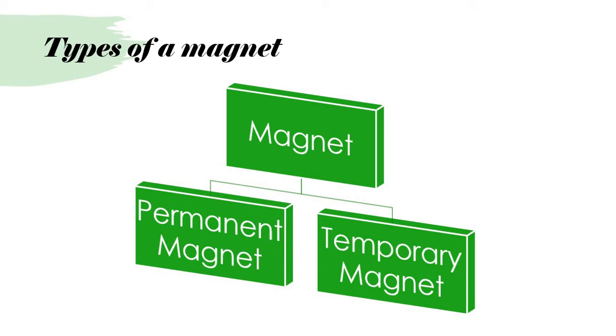So there are two types of magnet according to the properties of magnets. That is permanent magnets and temporary magnets. There are two types of magnet on the basis of properties of magnets, that is permanent and temporary magnet.